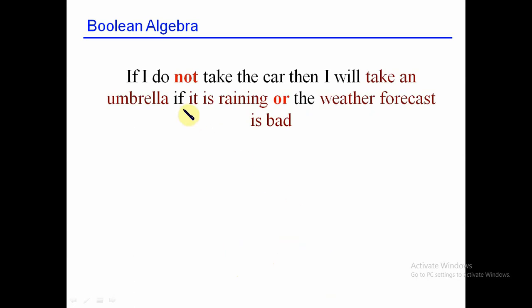Now we go to the next sentence. If I do not take the car, then I will take an umbrella if it is raining or the weather forecast is bad.